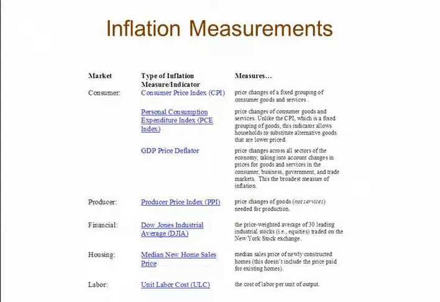And here are some of the different types of inflation measurements. If you want to measure inflation on the consumer side of GDP, C, I, G, and X, I'm talking about the C side, there is the Consumer Price Index, CPI. There's the PCE, Personal Consumption Expenditure Index. And the GDP price deflator, that measures inflation economy-wide throughout all GDP. And then there's more: producer price index, financial, housing.